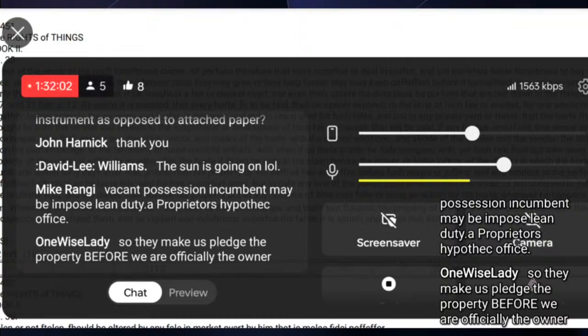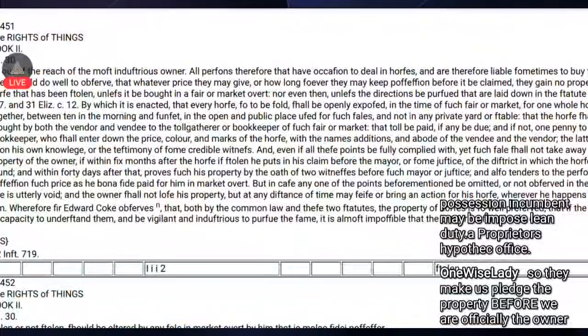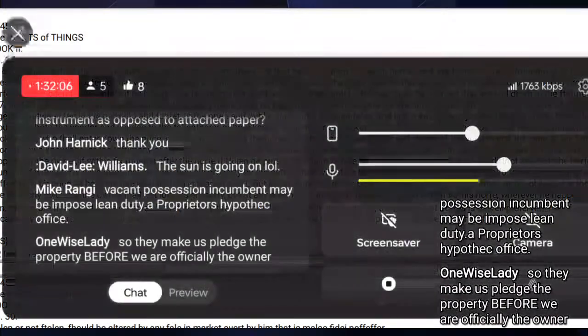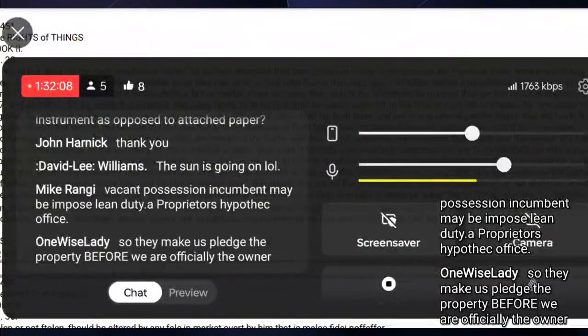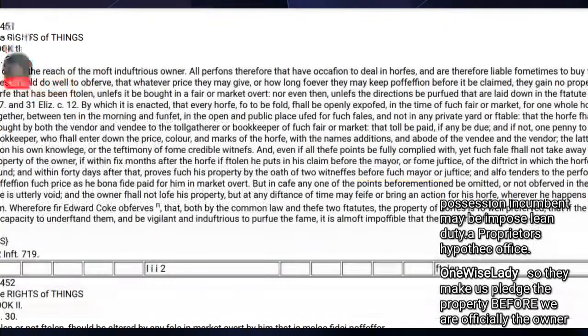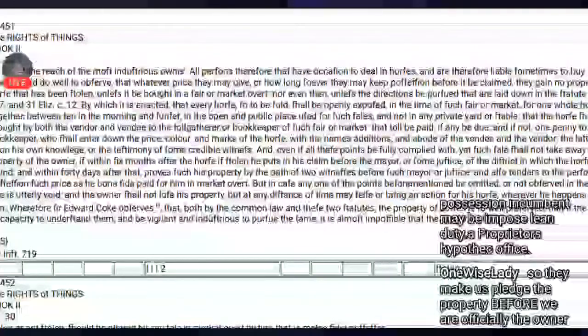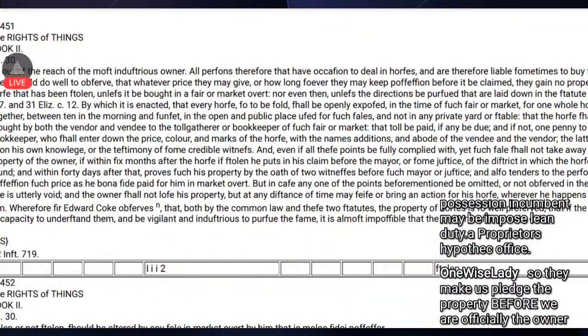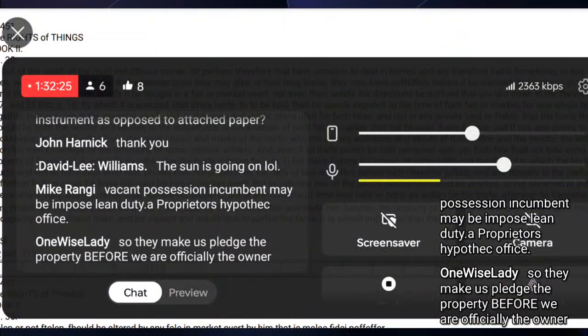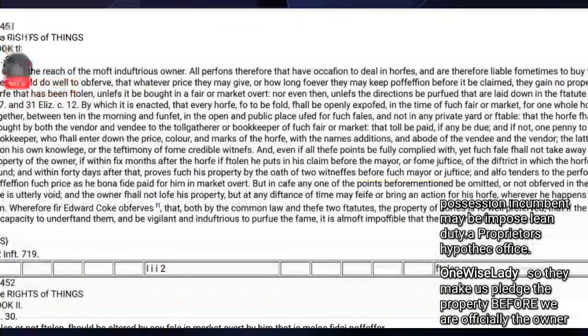Yeah, it's the debt. But you have to know what property you're pledging. If you don't own the property, what property are you pledging? So yeah, I think we'll just stick to that and see how it goes.